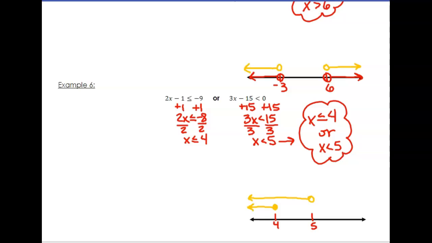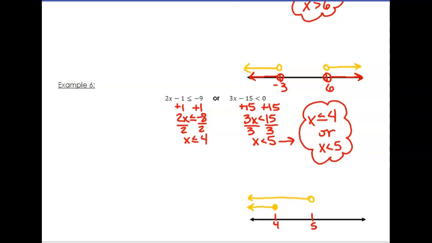So there weren't any super tricky things in example 6. We have basic inverse operations going on to solve and isolate x in each inequality. When you graph, you have all the x values from 4 and to the left that are less than, and we're holding a spot for 5. It's an open point, but we still have the less than symbol, so shading to the left.